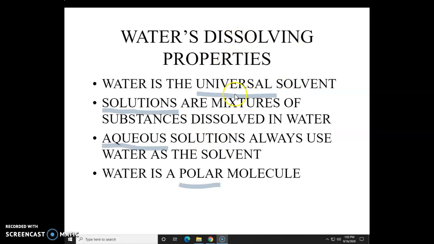Now we call water the universal solvent. It doesn't dissolve everything, but it dissolves many things. And this is kind of a review. Substances that dissolve in water make a solution. And those solutions that have water as a solvent are aqueous solutions. And this works because water is a polar molecule.